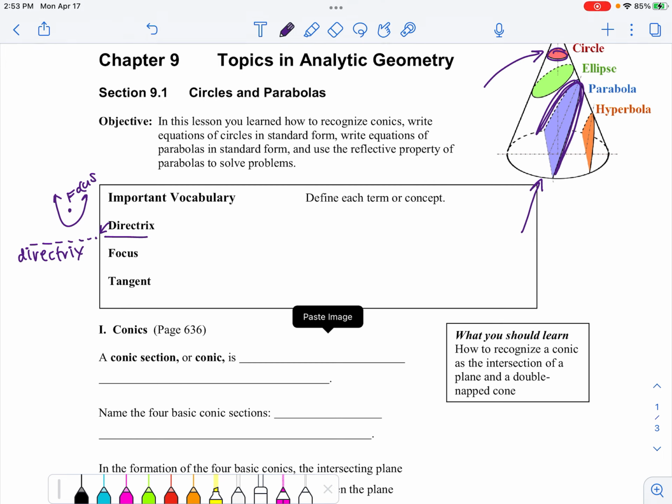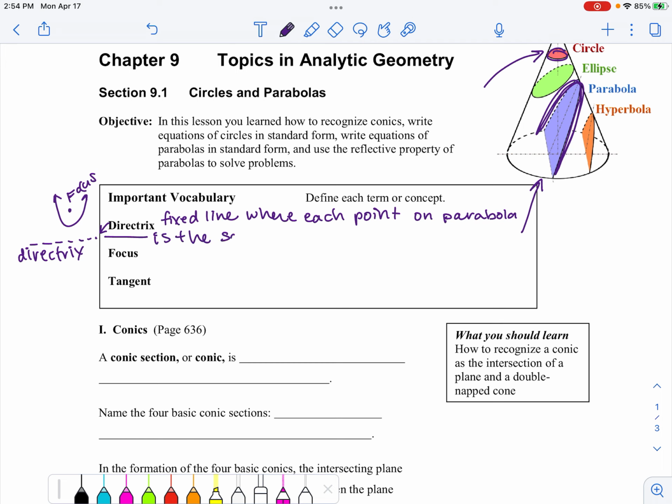It's the line underneath the parabola, and we say it's a fixed line where each point on the parabola is the same distance from the directrix to the focus of the parabola. And so these two things work together.